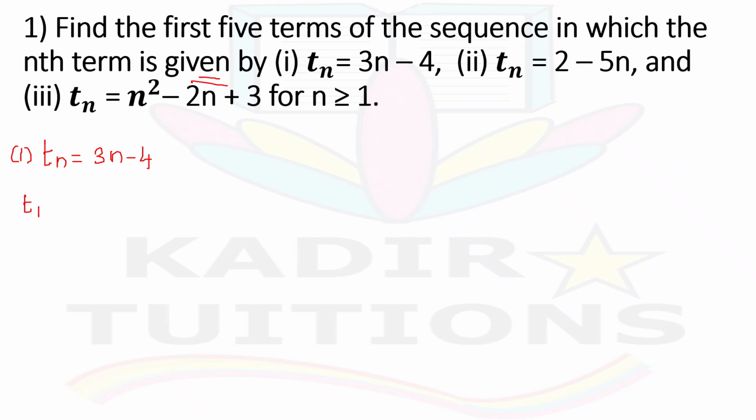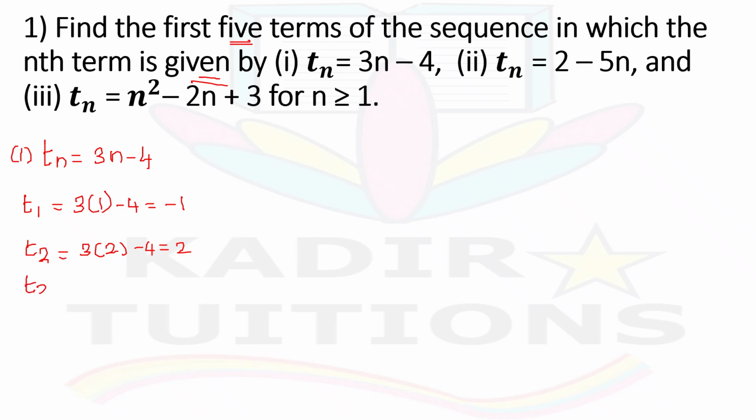So what is the first term, which is T1? So n is replaced by 1. So 3 into 1 minus 4, which is 3 minus 4, minus 1 is the answer. And we need to find T2 till T5, because in the question they have asked 5 terms, right? So that's the reason. And here n is replaced by 2. 3 into 2 minus 4. So 6 minus 4, it is 2.